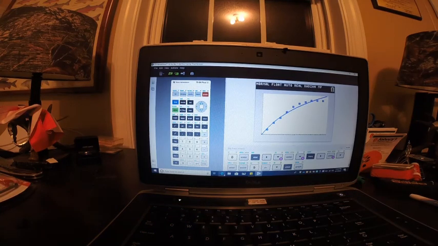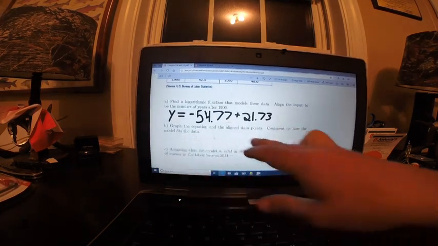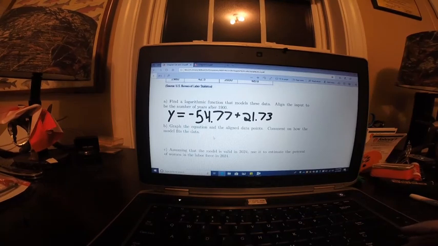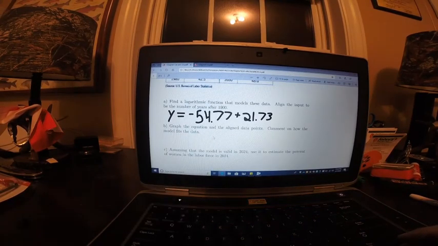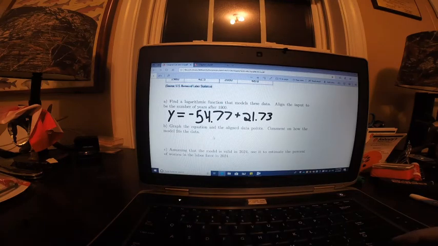So that would be essentially how I would answer that. That would be my comments on that data. Fits decently well, however, the end behavior on the right hand side appears not to match what our data points show.